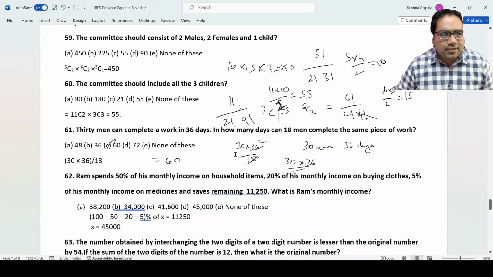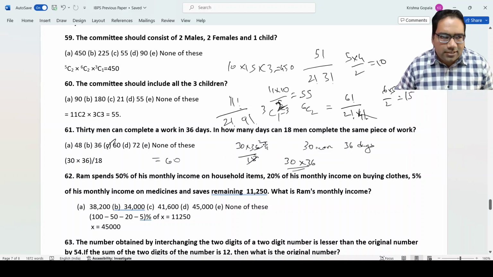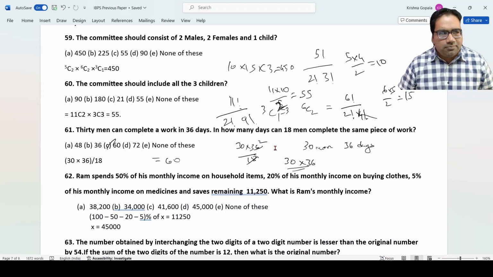36 days and 30 men. So what is the total work? 36 days into 30 men. 30 men were working for 36 days. So total work is 30 into 36 man days. It will take 30 into 36 man days to complete the work. Now only 18 men are there. So 30 into 36 by 18 will give the number of days that they have to work. Simple, right?